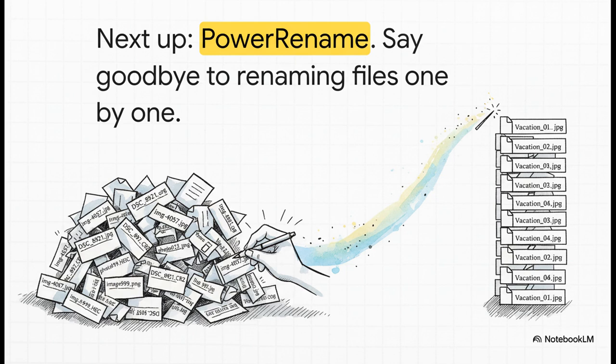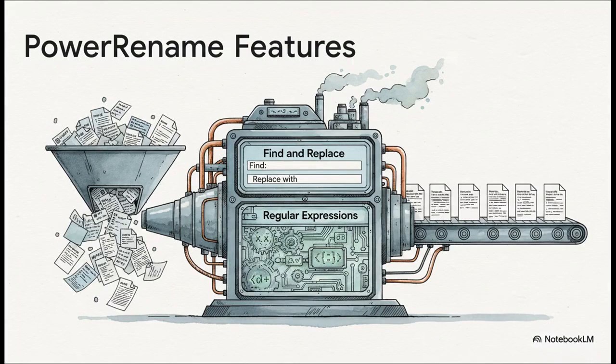All right, our windows are perfectly organized. Now let's go after another big time waster, renaming a ton of files. The tool for this job is called PowerRename. Remember all those vacation photos? With PowerRename, you just select all of them, right-click, and you'll see the PowerRename option.